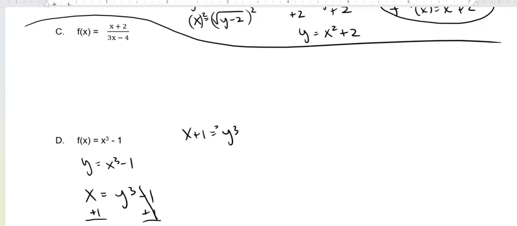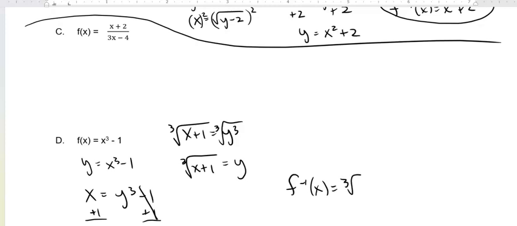And how am I going to solve for y? I'm going to take the cube root of y cubed, because the cube root of y cubed is y. So I got to cube root both sides. And I get my final answer. F inverse equals cube root of x plus 1.